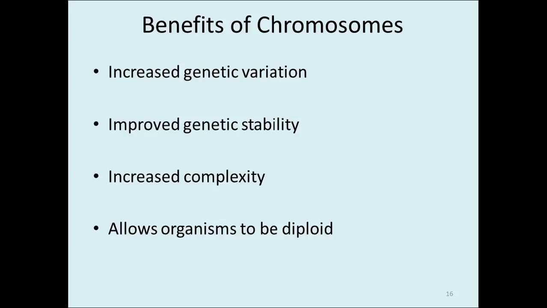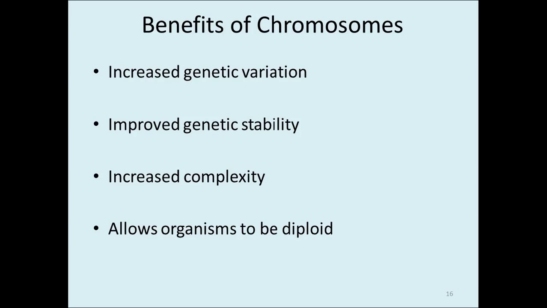So first we have genetic variation. It allows for independent assortment between chromosomes. This means that an offspring has an equal possibility of getting a mom chromosome or a dad chromosome. It allows for crossing over. This is the exchange of information between a mom chromosome and a dad chromosome.